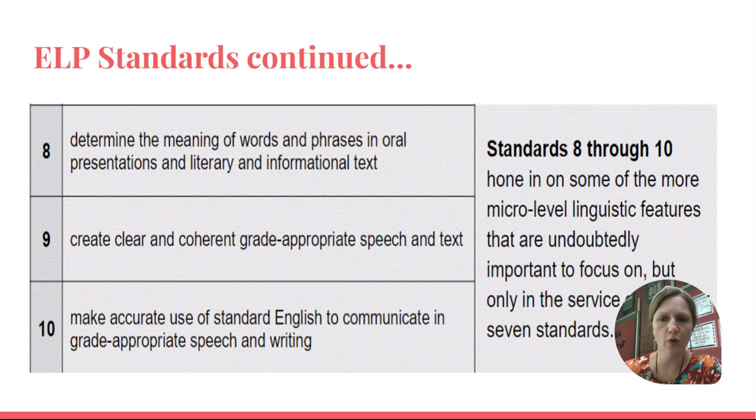And then, like I said before, 8, 9, and 10 are linguistic features that are micro level, and they are connected to 1 through 7. So if you look at 9, it says create clear and coherent grade appropriate speech and text. That could be used with standard 1. So after they listen or read, then they can connect that to responding through speech or by writing.